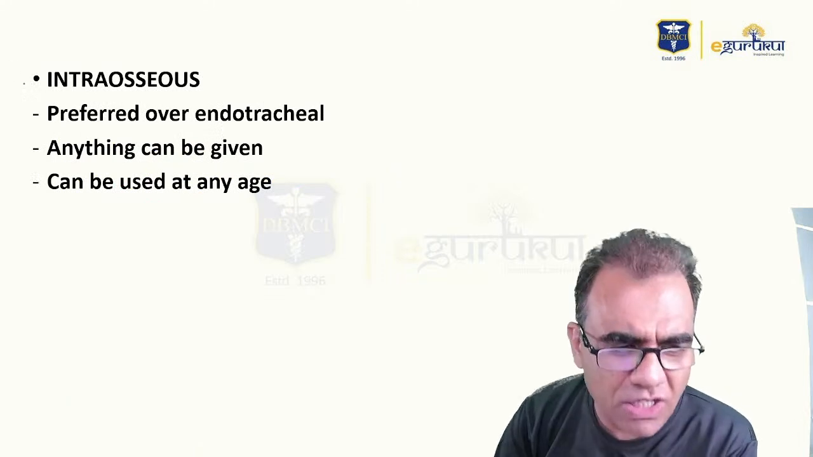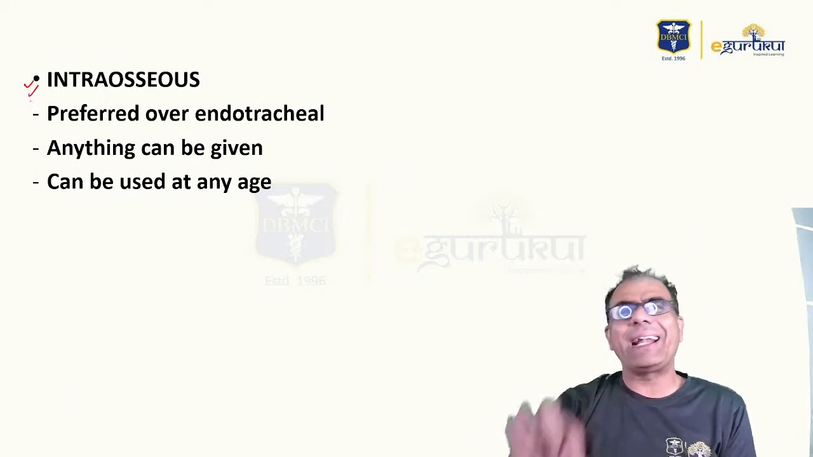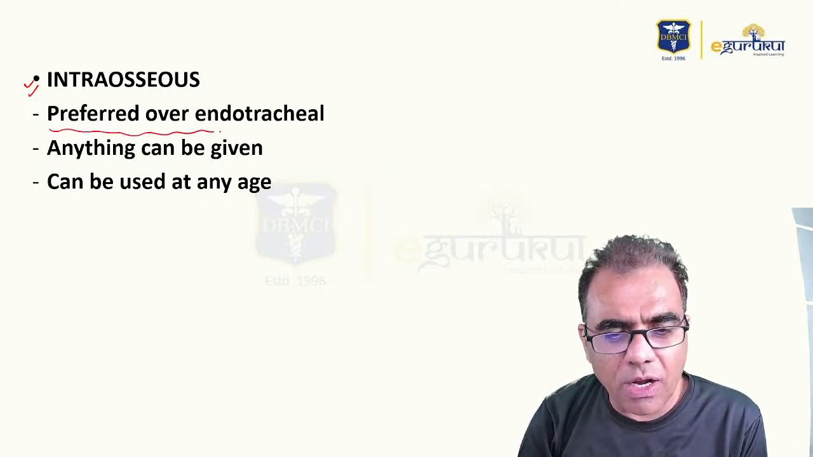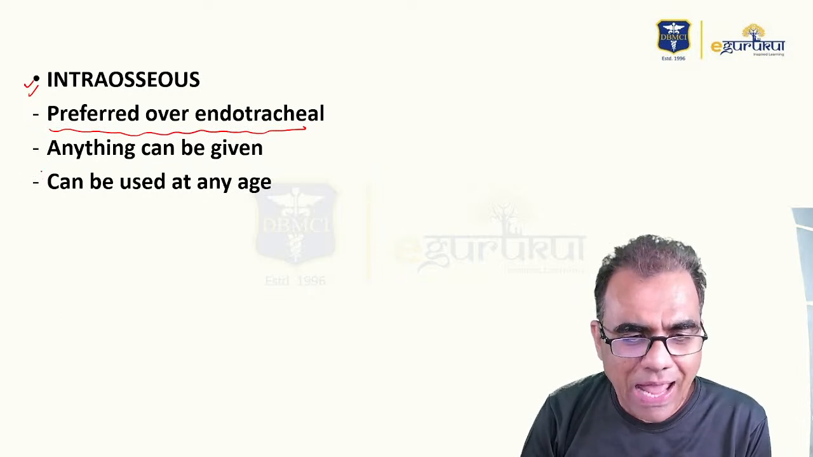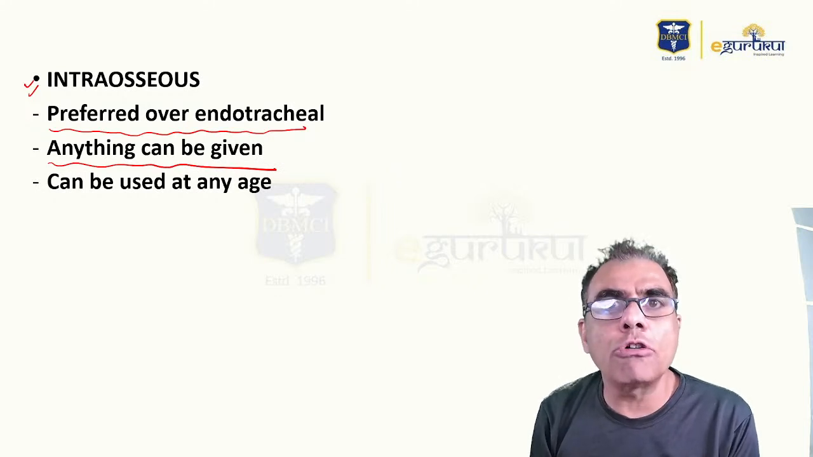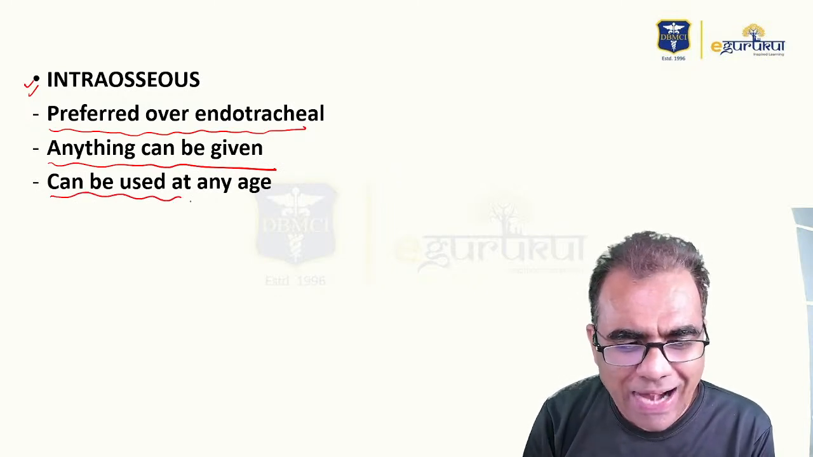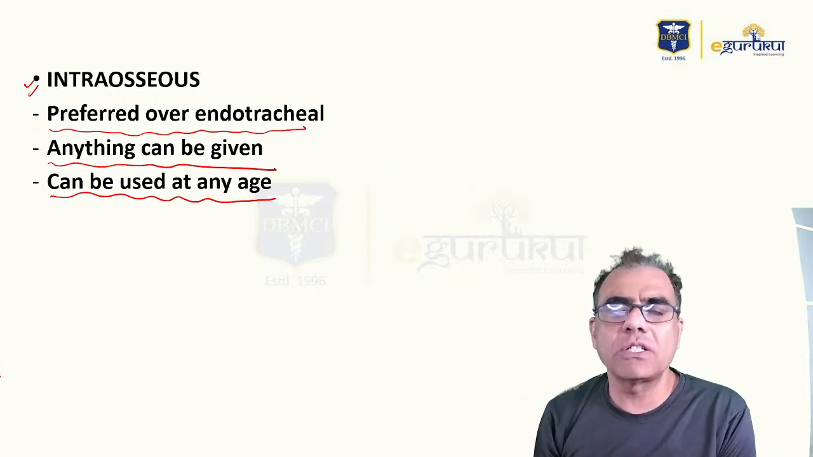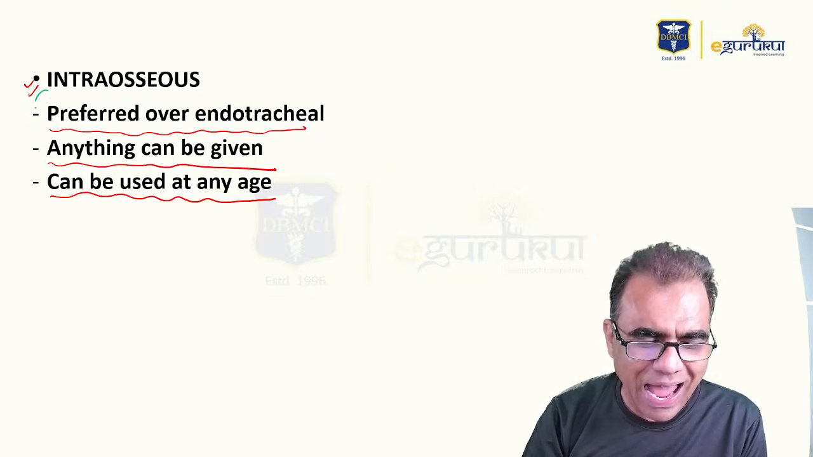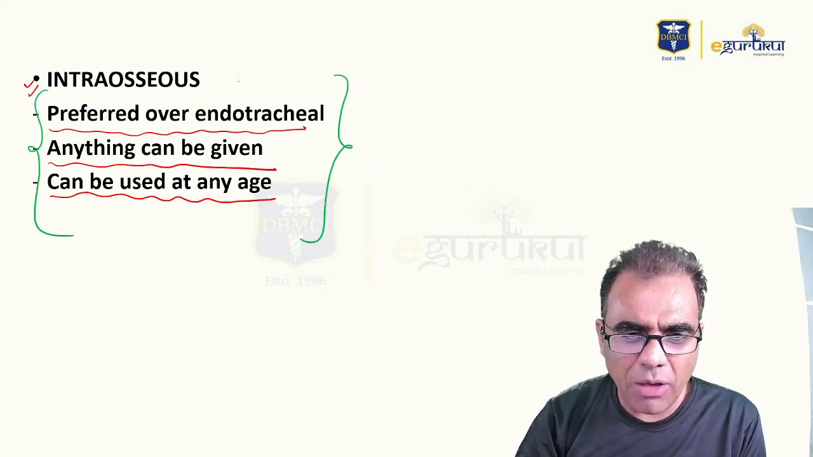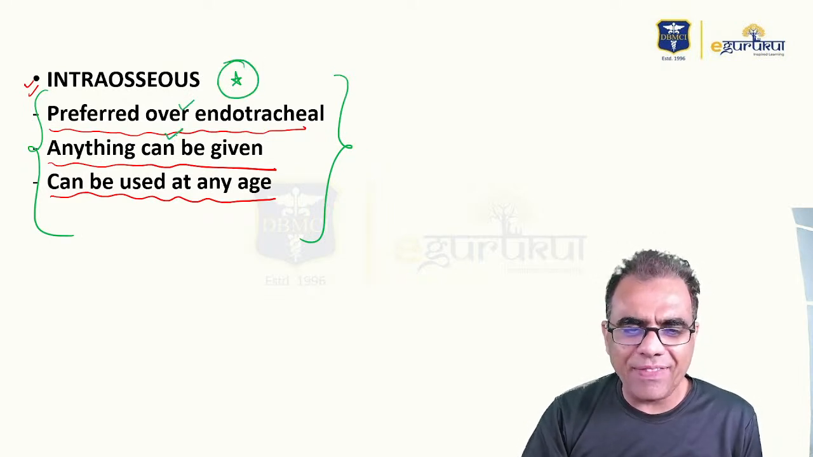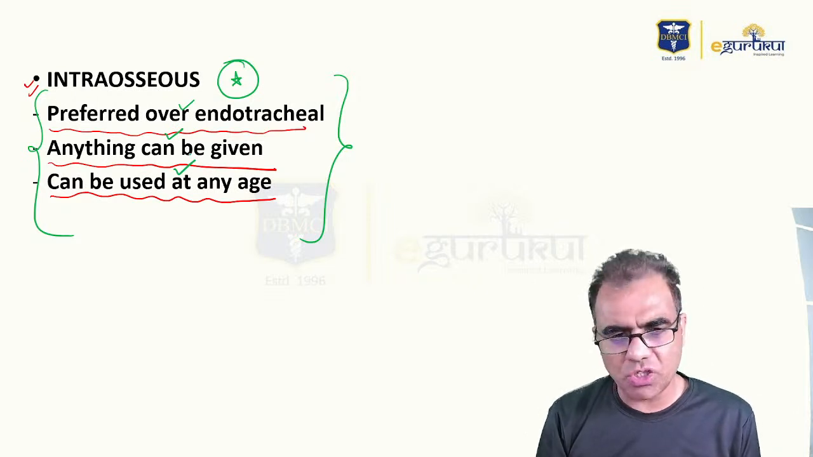Now, another important change, intraosseous. Intraosseous means directly into the medullary cavity. Now, intraosseous is preferred over endotracheal route, and anything can be given. Anything means not only drugs, you can give even blood transfusion through the intraosseous route, and it can be used at any age. Previously, intraosseous was only for children less than 6 years, but now it can be given at any age. So these are again important changes. Intraosseous is preferred over endotracheal, anything can be given and it can be used at any age.